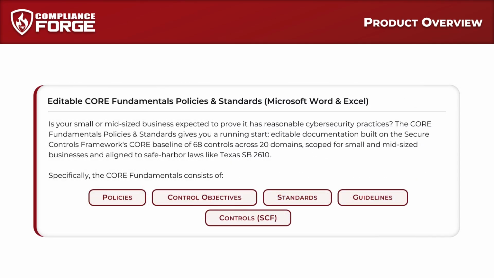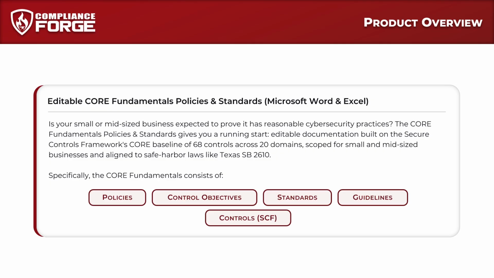Is your small or mid-sized business expected to prove it has reasonable cybersecurity practices? With what you have right now, could you show documented policies and standards to a customer, insurer, or regulator? Or are they incomplete, outdated, or non-existent? Building this from scratch is a heavy lift for a lean team. The core fundamentals gives you a running start.